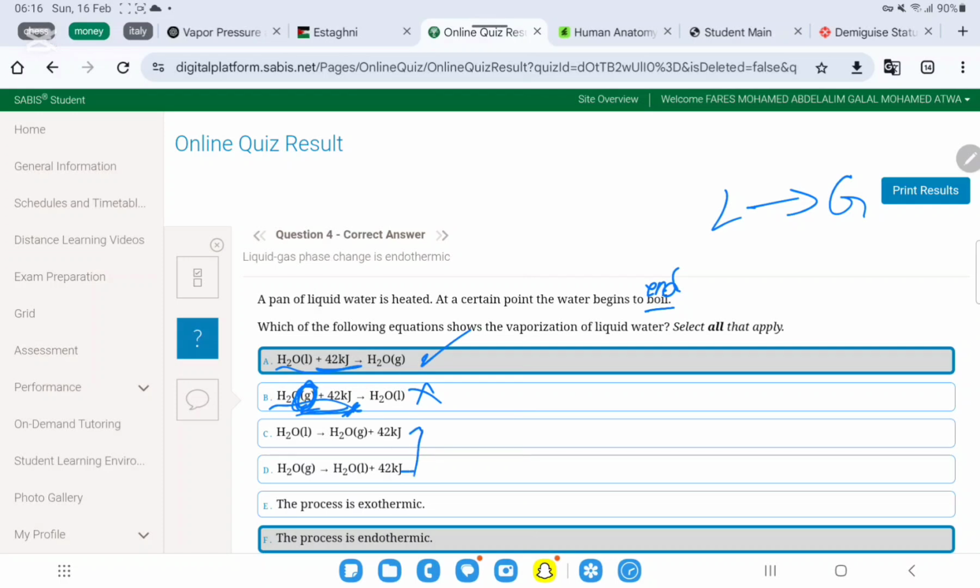The other two, the energy is in the product side, meaning it's exo, and it's wrong. The reaction is endo. The process is an endothermic process, not exothermic.